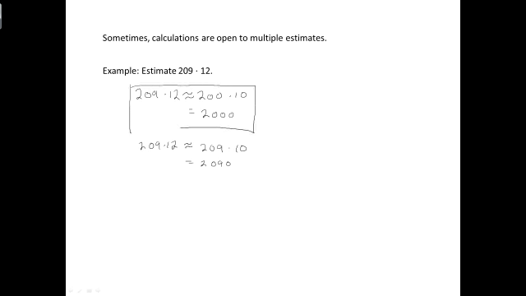Both of these estimates are valid, and the one that you use just depends on whether you see an easier multiplication or not. An example of a calculation that might be harder to do would be 209 times 12 is approximately 210 times 12. If you can't do 21 times 12 in your head, then this is not a useful estimate.